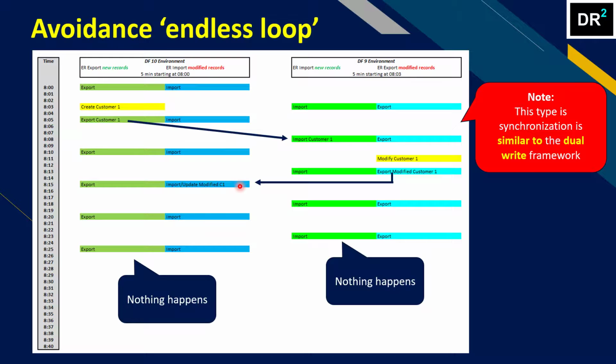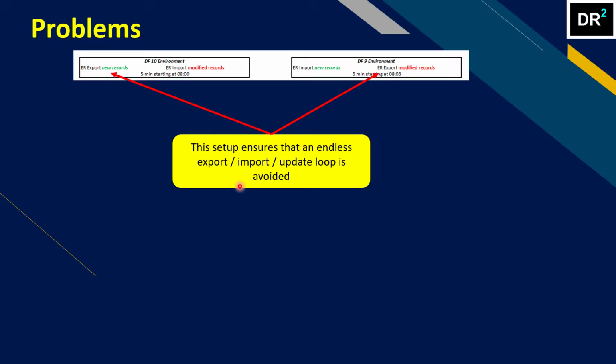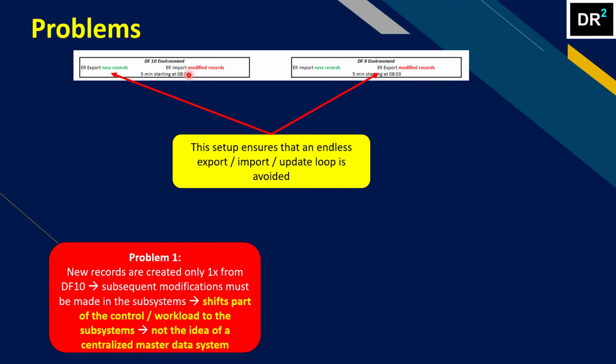But there are two problems that I see with that and why I do not want to have that. First, with this setup, where we export new records, import new records, and then export the modified records and import them here, this avoids this endless loop, but this shifts a part of the control or the workload to the subsystems. So basically, the control for the master records is not with DF10 only, but kind of mixed into environments. And that's something I do not want to have, at least for this example in this blog post. Because this would mean DF9 or the Dataverse people can change my master data records. And at the end, it might get messy.